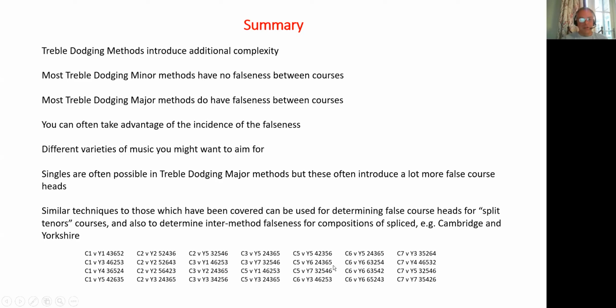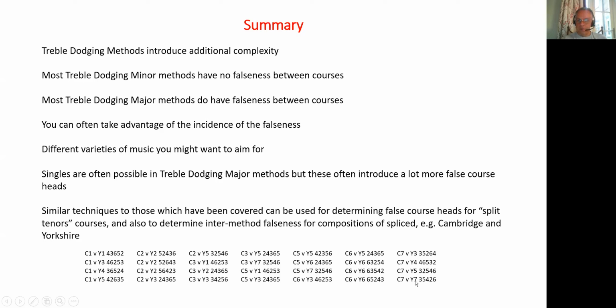So this is telling me, for example, that this C1 versus Y1 means that the first lead of the playing course of Cambridge will be false against the first lead of course 43652 of Yorkshire. So if we've rung the first lead of the playing course at Cambridge, and we also ring course 43652 in our composition, we can't ring Yorkshire for that lead because it will be false.